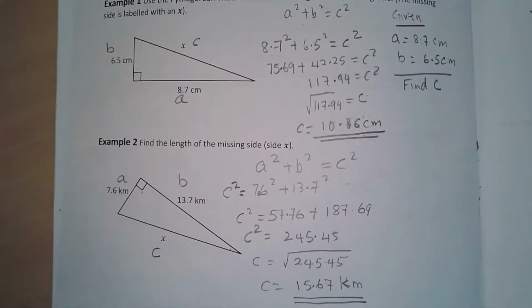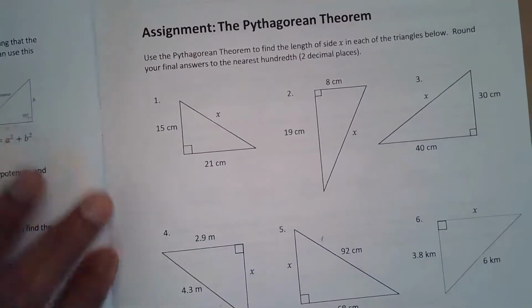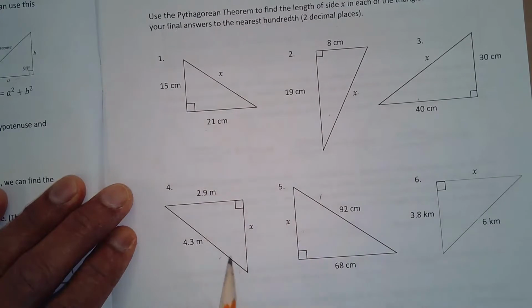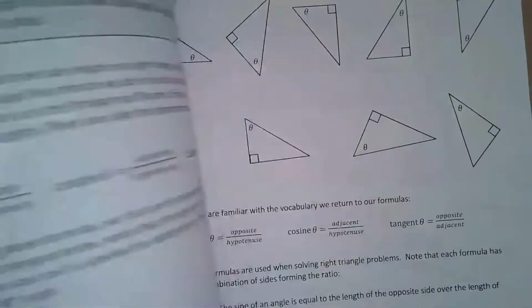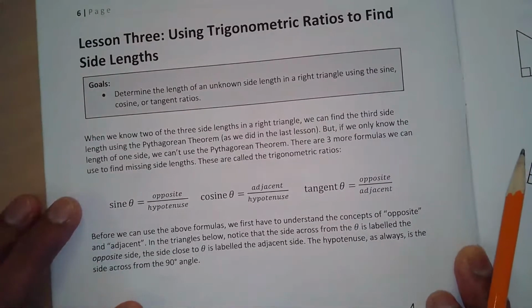So your task next is to complete the assignment on the Pythagorean theorem. There are 8 questions. So that's it for today. Tomorrow, we will look at the next lesson, using the trig ratios to find side length.